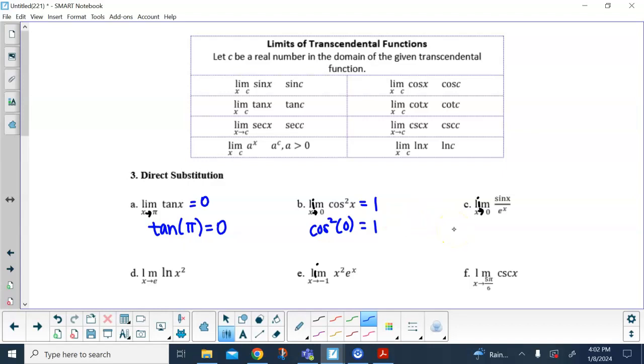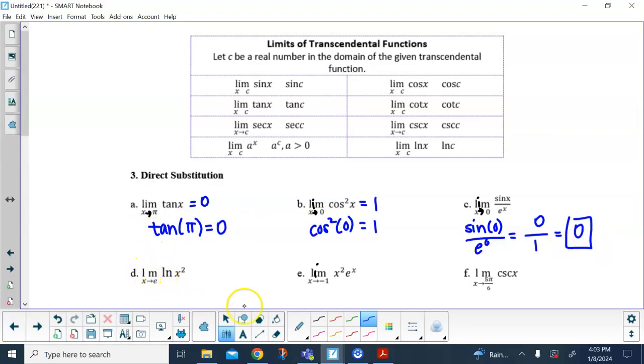You can have trig functions, like in example C, in with exponential functions, so that e to the x. Again, you are simply plugging and chugging. Direct substitution when it works. You'll see later when it doesn't work, but for these, it does work because anything to the 0 power is 1. Sine of 0 is 0, and so that ends up giving you 0 as your limit.